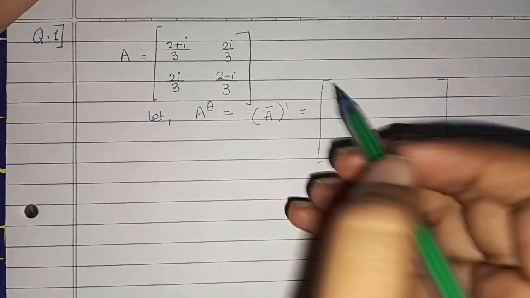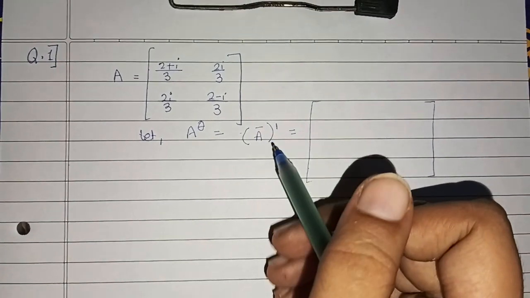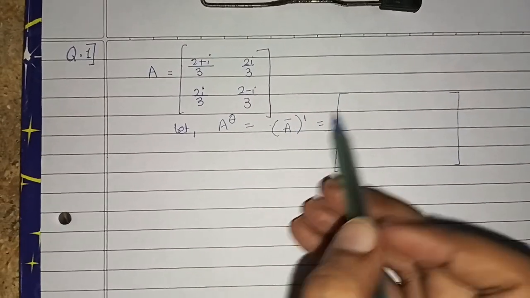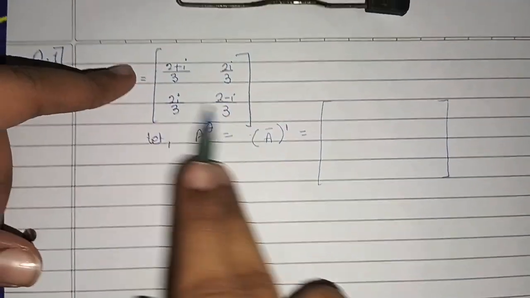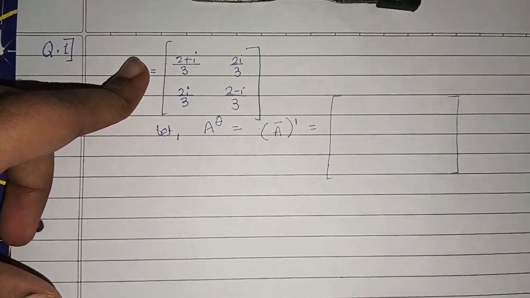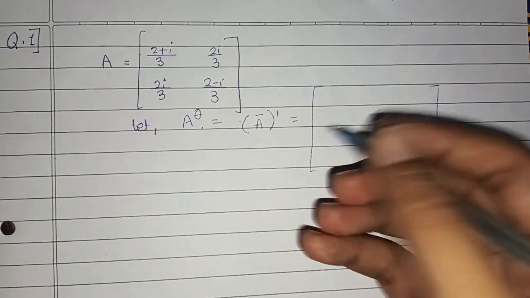Okay friends, now what you have to do is first take the conjugate. I am doing it directly here, but I will tell you step by step. First do the transpose of it, meaning the rows become columns and the columns become rows. So like this is a row, so you have to change this row. Okay, so let's go.